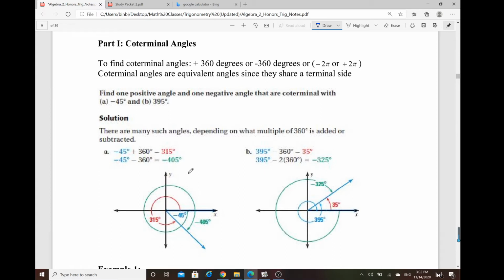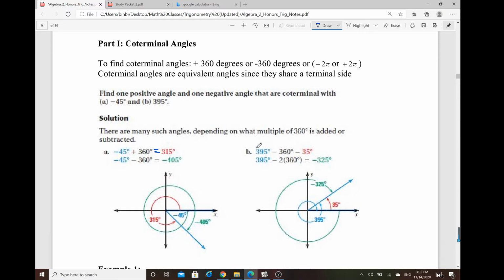Let's say a given angle is negative 45 degrees. To get the positive coterminal angle, we add 360 degrees, so that would be 315. This one is supposed to be an equal sign here. I don't know why it's missing a bar. Okay, so negative 45. To get the negative coterminal angle, we subtract 360, then you'll get negative 405 degrees.